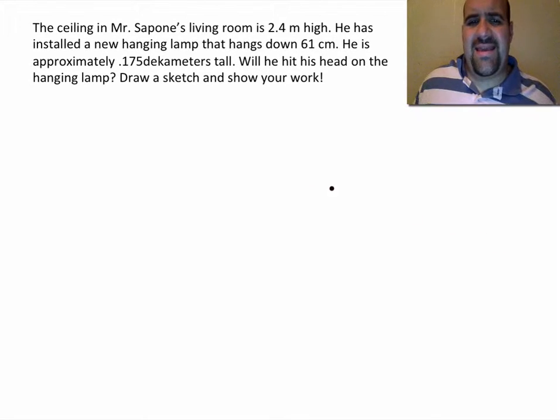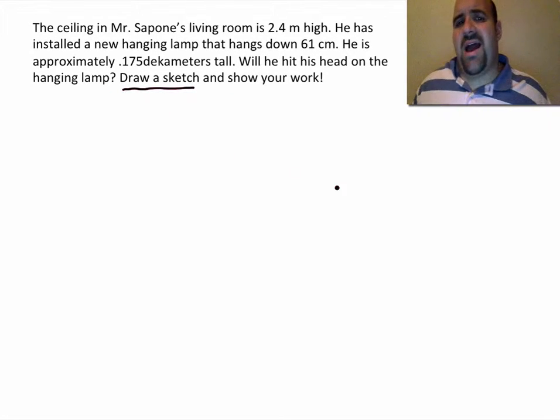With a problem like this, it is very helpful to draw a sketch because there's a lot going on in the problem, and without drawing a picture, sometimes it's hard to figure out what to do. So let's look at a sketch of this situation.